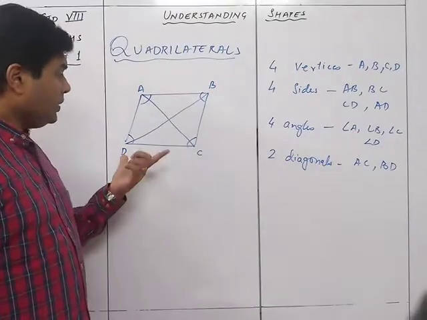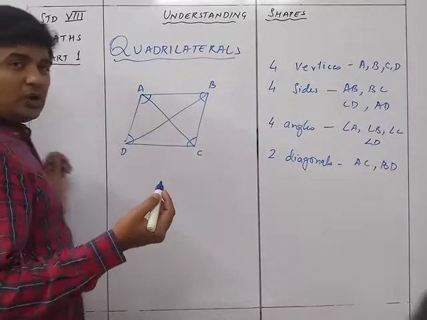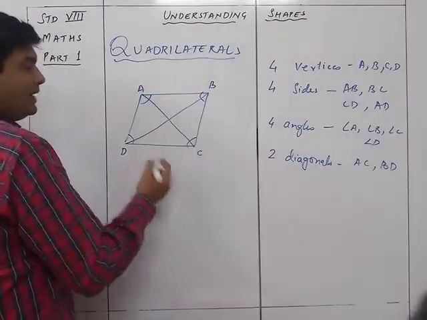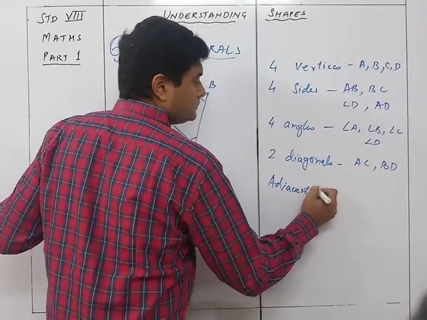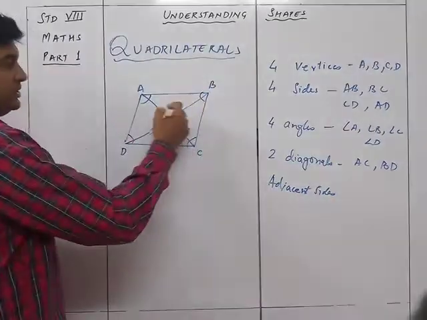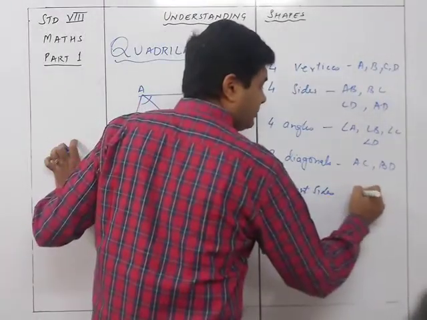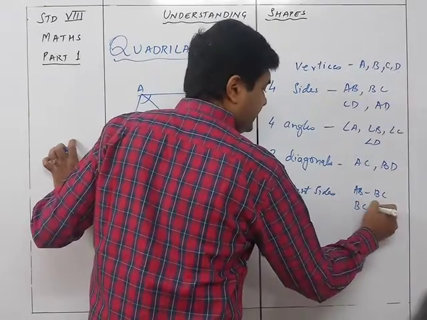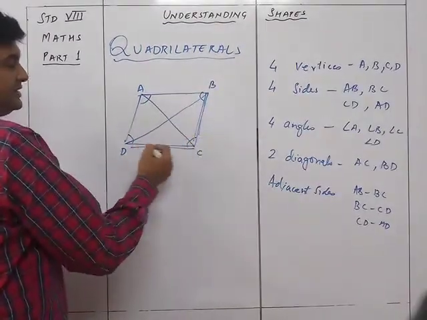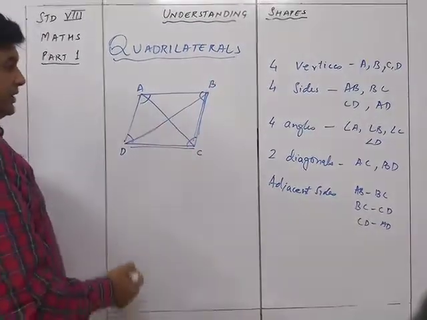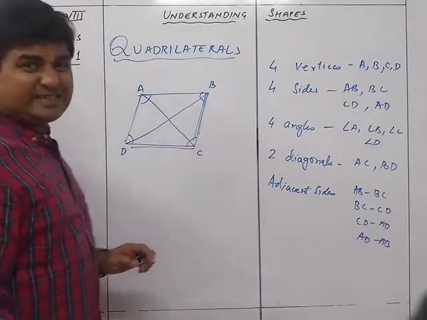Over here we see that there are two sets of sides. One is the adjacent sides. Adjacent sides are those which are next to each other, that is AB with BC, BC with CD, CD with AD, and AD with AB. So these are four sets of adjacent sides.